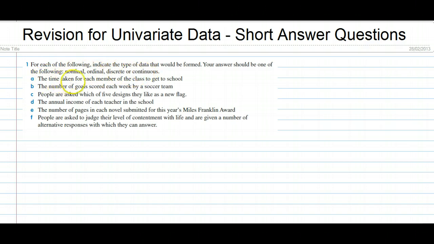Okay, for part A, the time taken for each member of the class to get to school, that's going to be continuous. Times are nearly always continuous because continuous data can take on any value in a range, which times can.